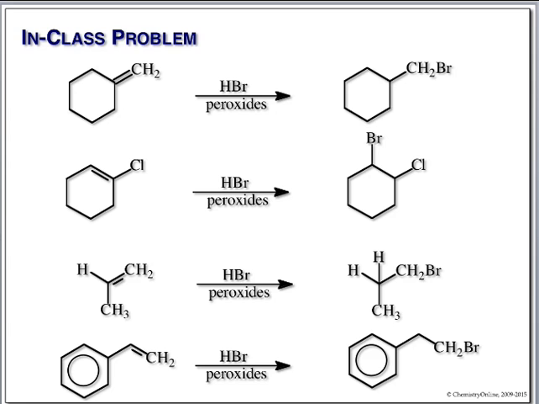Remember, this is anti-Markovnikov. Okay? And in all of these, if this was an ionic addition, the bromine would add to the tertiary. Here it adds to the primary. Bromine would add here to make a 1,1 dihalide. Here it adds to the secondary position. It would add to the tertiary, and again it would add to the benzyl. So this is referred to as anti-Markovnikov. Any questions?